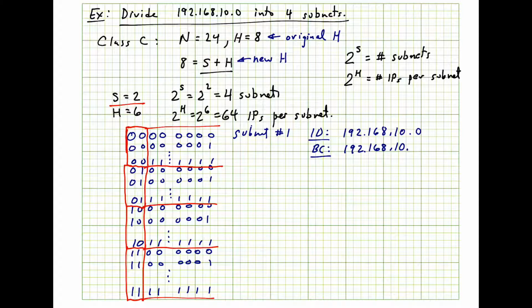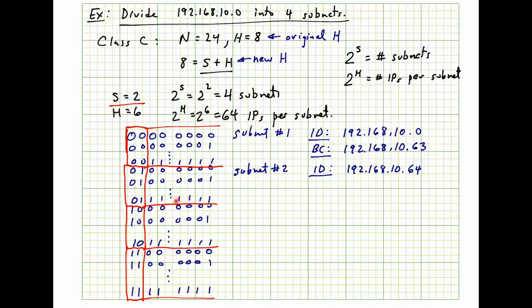192.168.10. And now, what is the binary number with 2 zeros and 6 ones at the end? Well, it's 1 less than the binary number with a single 1 in the 64's place. So this is actually 63. Okay, then in subnet number 2, we'll have an ID of 192.168.10.64, which is this binary number with a single 1 in the 64's place.